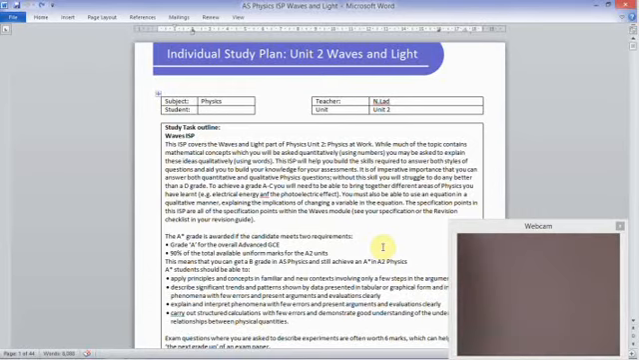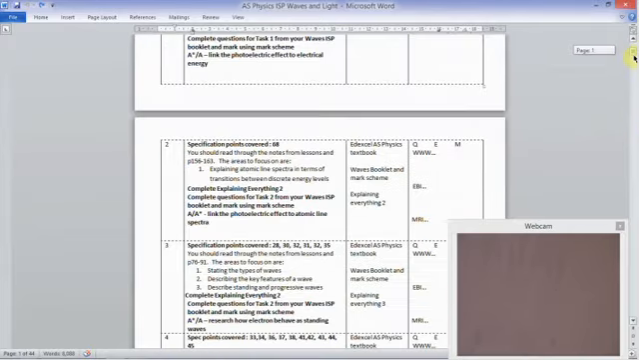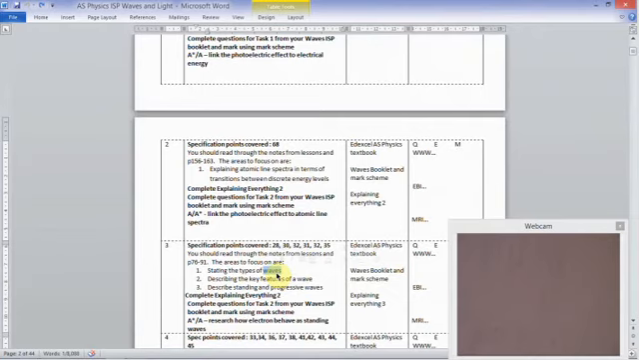So in this video I'm going to go through Unit 2 Waves and Light, ISP, Task 3, which is going to go through the start of waves. We talked a bit about light and now we're getting really into waves. The ideas that we're going to cover are the types of waves, describing the key features of waves, and describing standing waves and progressive waves. Those are the ideas that we're going to talk about.